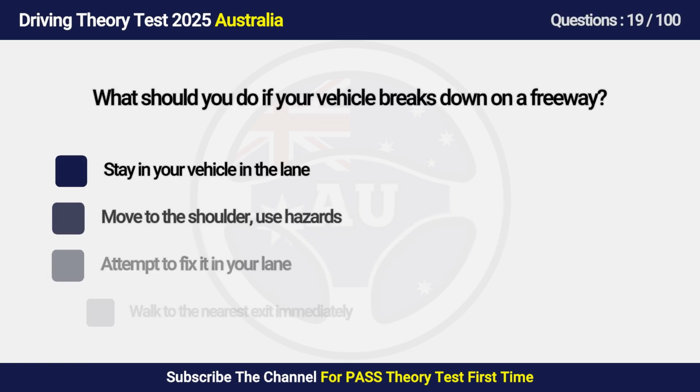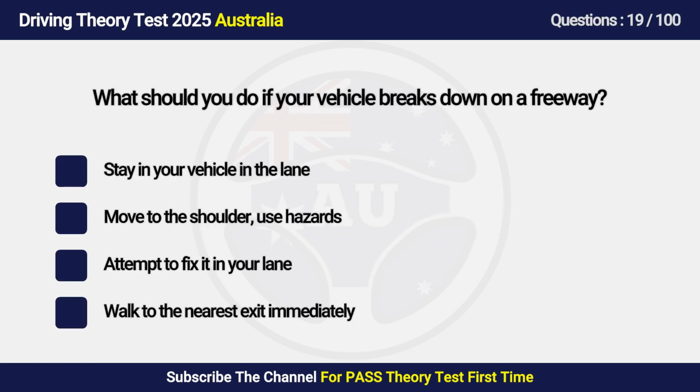Question 19. What should you do if your vehicle breaks down on a freeway? A. Stay in your vehicle in the lane. B. Move to the shoulder, use hazards. C. Attempt to fix it in your lane. D. Walk to the nearest exit immediately.